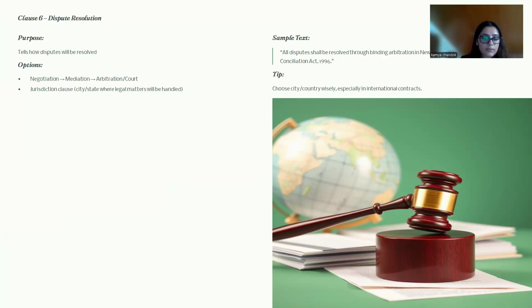Now what this does is it decides which country's or city's court will hear the case if things go that far. So this also becomes very important in case of cross-border deals. You can refer to a sample here: all the disputes will be resolved through binding arbitration in New Delhi, where we've mentioned the jurisdiction, and we've also mentioned that it will be resolved through arbitration, and also mentioned the legislation that will play its role in case of arbitration.